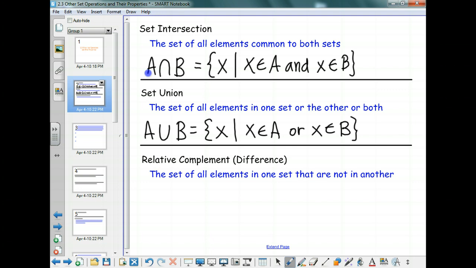Either or both. And then the relative complement is sometimes called the difference. If you take contemporary math, it was called the difference when we teach it in that material. The relative complement, or the difference, is the set of all elements that are in the first mentioned set and not in the second one. When we're taking a look at this one, it looks like subtraction. And this is the set of all X such that X is in set A and it is not an element of B.